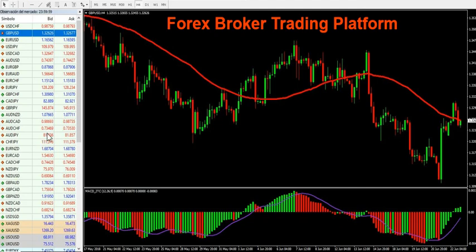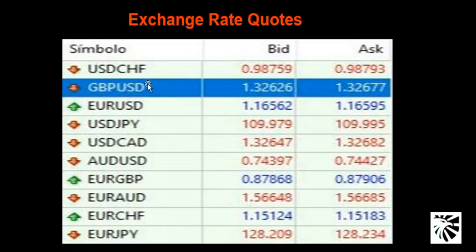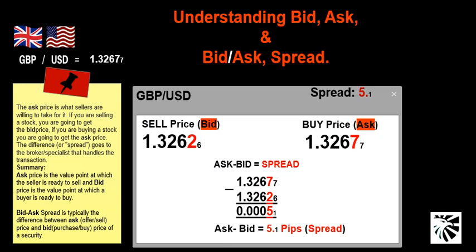Now, from this example, the GBP USD on this trading platform, let's use this and calculate and see how the brokers are making their commission, how the brokers are making their profit. From a clear point, we can see it here, GBP USD, we have the bid price and we have the ask price, right?